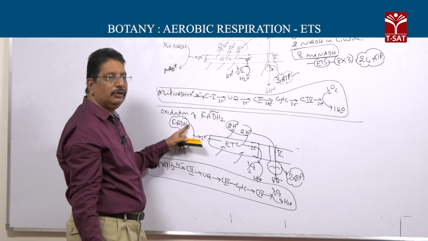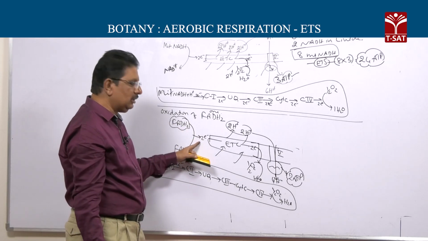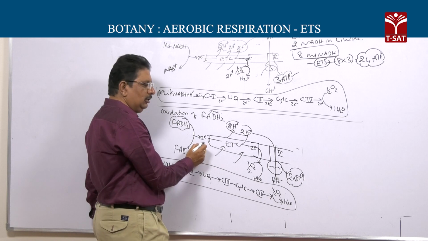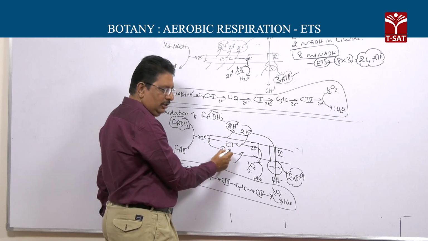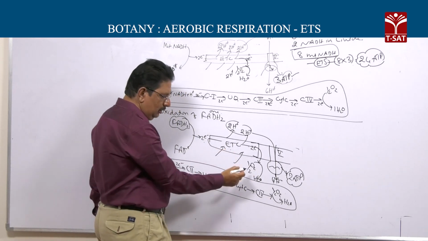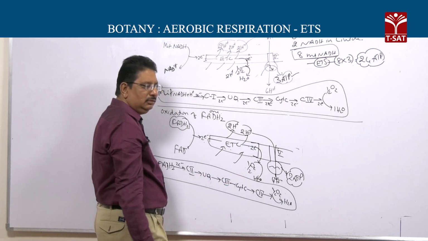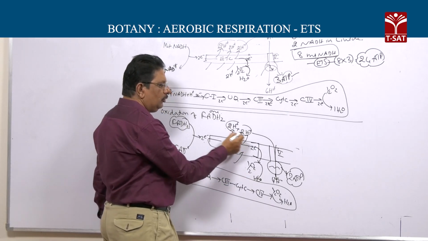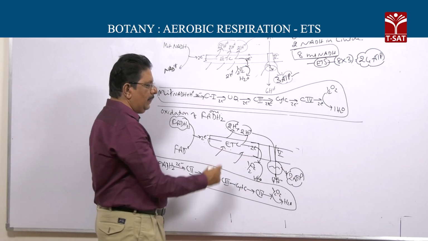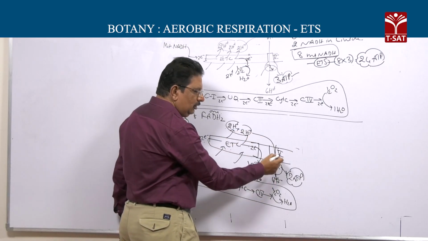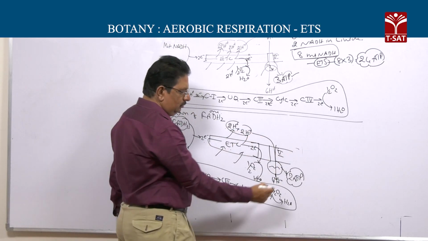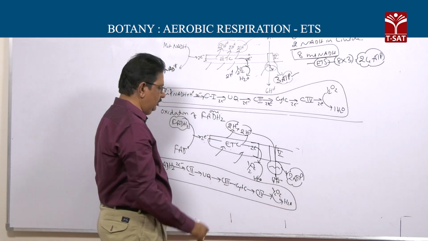So next one is oxidation of FADH2. On oxidation of 1 molecule of FADH2, a pair of electrons are released, passing through ETS, finally accepted by oxygen to form 1 water, during which 4 protons are accumulated, and these 4 protons return through complex 5 to form 2 ATP.